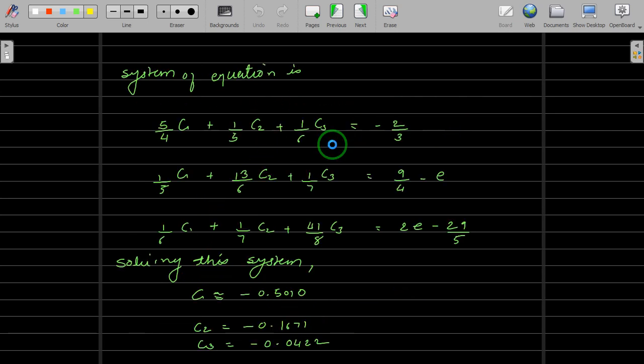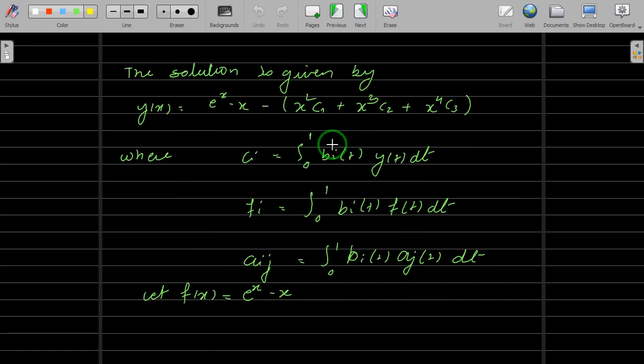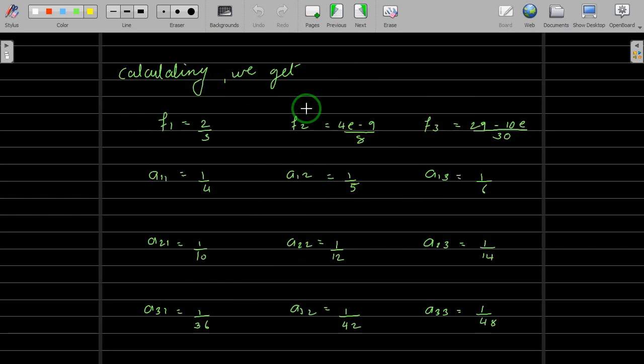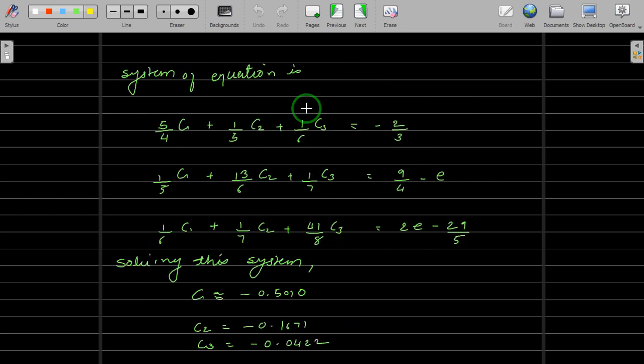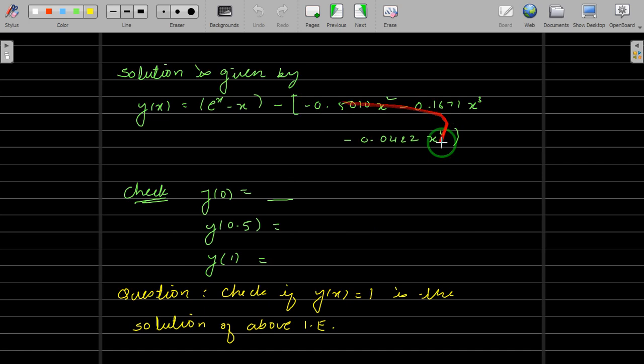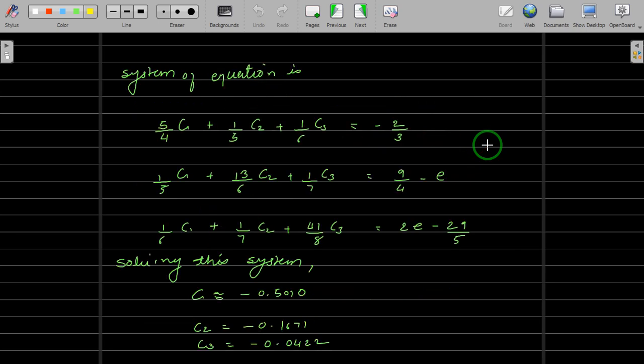I don't remember the equation numbers. This equation, y of x is equal to e raised to x minus that whole bracket. So there is C1, C2, C3. Whatever values you got after solving, you substitute in that. So this is your required solution. But again, this is the approximate solution, not the exact solution.